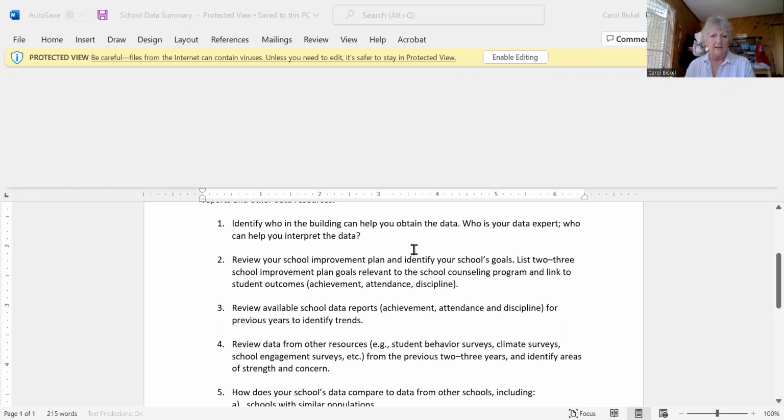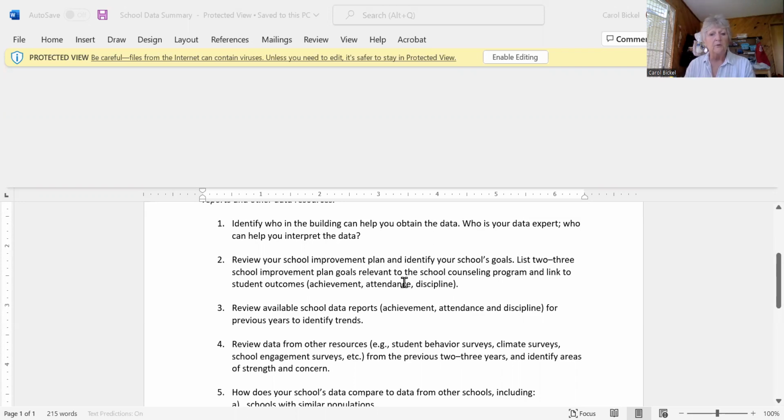Who in the building can help you obtain the data? Who is your data expert? Who can help you interpret the data? And this would go for district as well as even the state level. But there may be more than one person on your campus. It's more than just the principal usually.